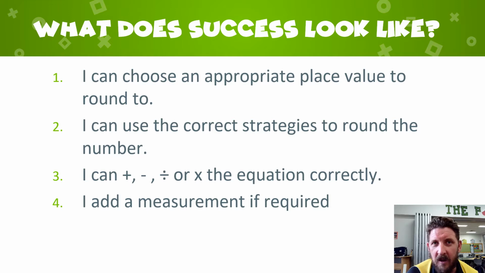That's where we underline the house and we put a box around the one on the right. So being able to do that well. Our third thing is being able to add, subtract, divide or multiply the equation correctly. If we can't actually do that using some of our different strategies that we've been taught, then we're not going to get the question right anyway. And the last one is if there's a measurement, I can add that measurement as well. If we're talking about dollars, we put a dollar sign in. If we're talking about meters, we put a meter sign in.